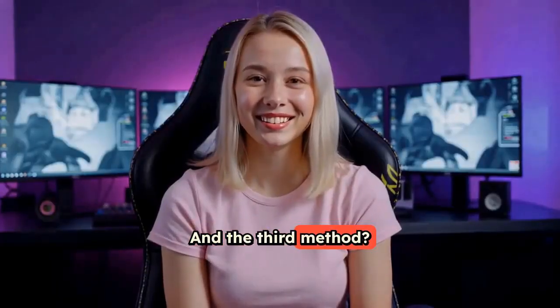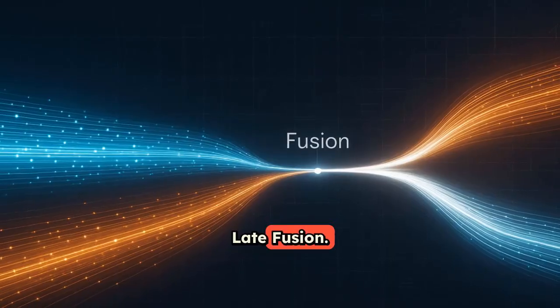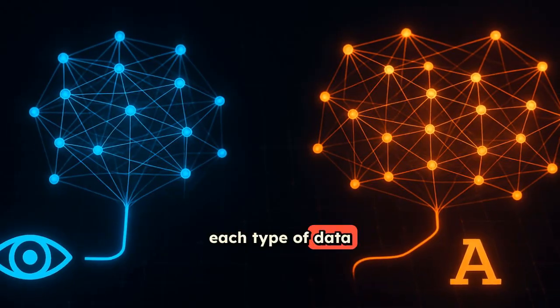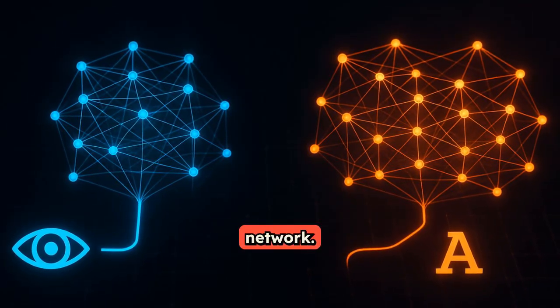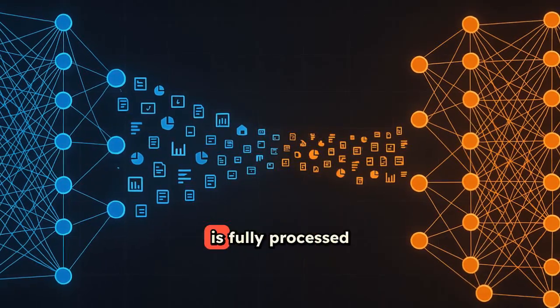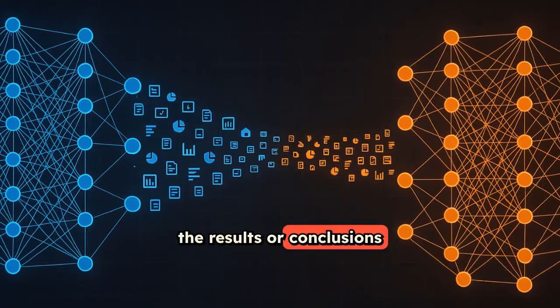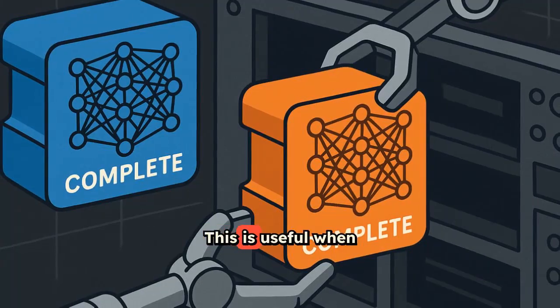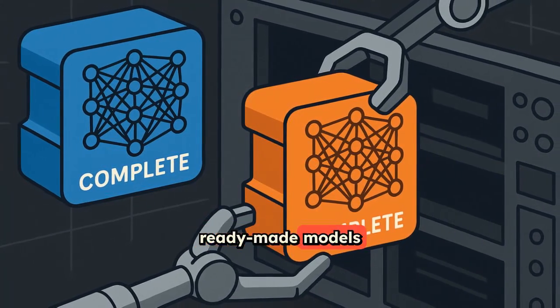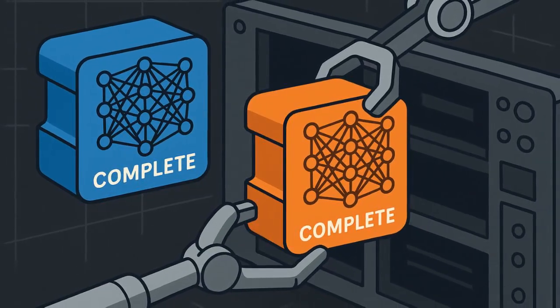And the third method? Late fusion. Here, each type of data goes through its own complete neural network. So each data source is fully processed independently, and only then are the results or conclusions combined. This is useful when you already have ready-made models for specific data types.